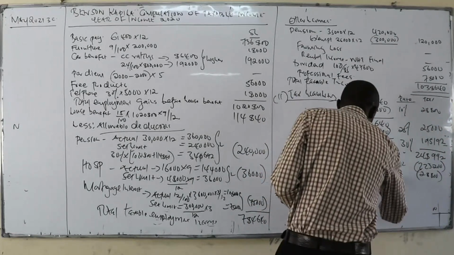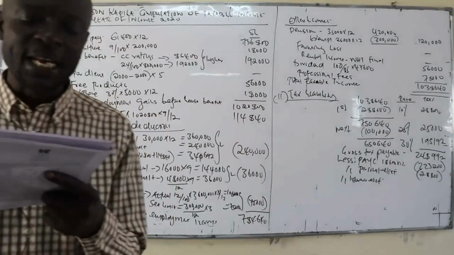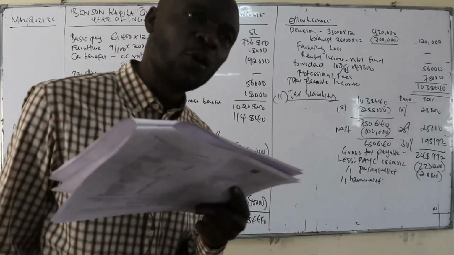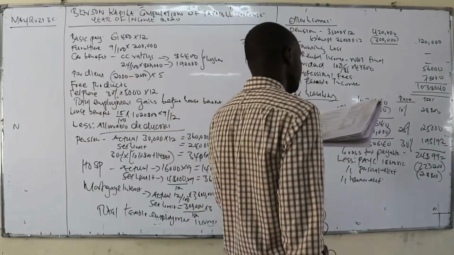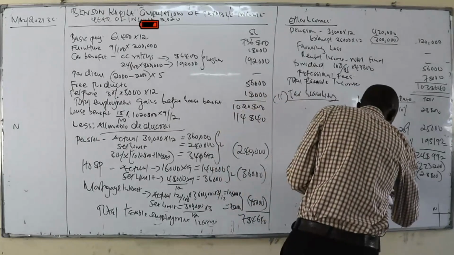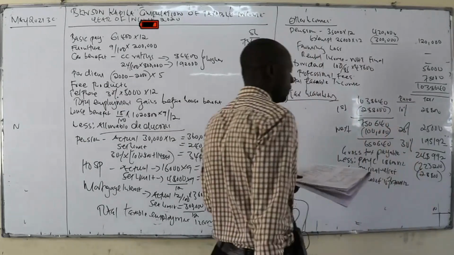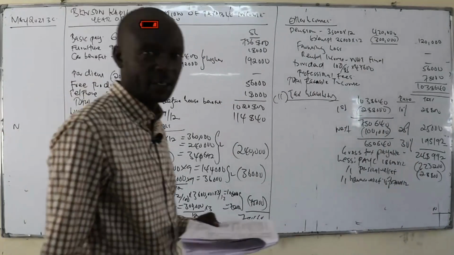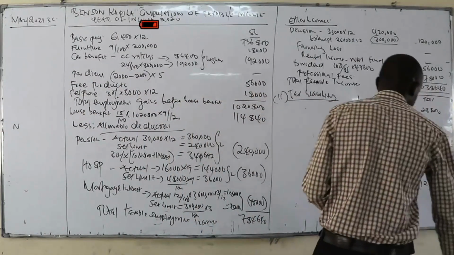Insurance relief. So you are entitled to a relief so long as you're contributing to an education policy or life policy, whether you are the one contributing or it's the employer contributing on your behalf. So that will be 15% of how much? Was contributing how much? 7,000 per month. So 15% of 7,000 times 12, which is 12,600. So this one will be 12,600. So you deduct that one.